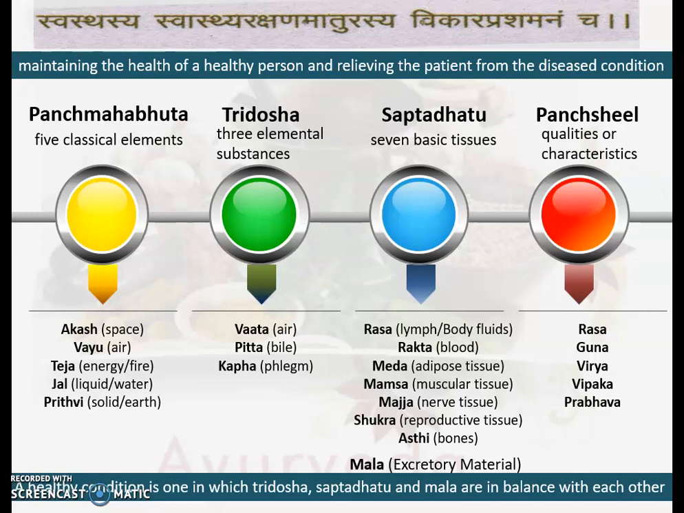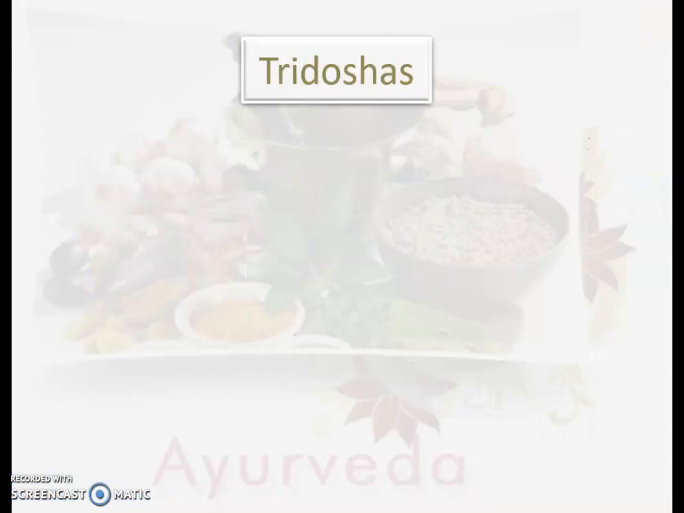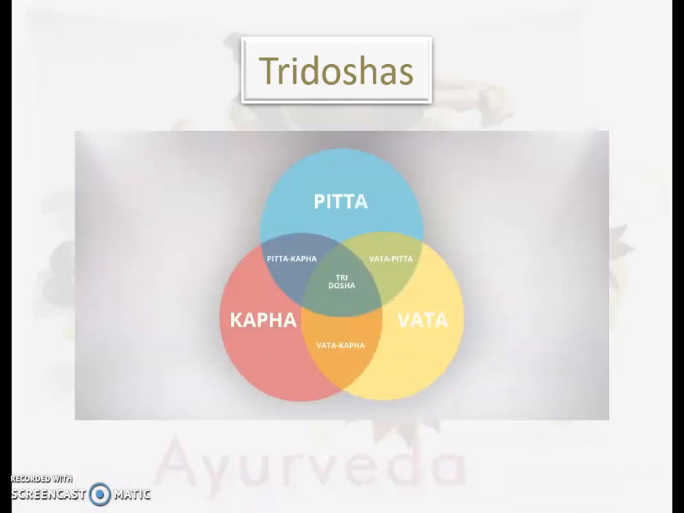Now what is the precursor of Sapta Dhatu? From where are these all coming? Obviously, it's the food. The food is the precursor of all tissues, and the waste products of food are stool and urine. I am coming to the Panchsheel, that is the qualities or the characteristics of the drug or the substance. We will see this in the coming slides. Before that, we'll just go through what is Tridosha and what we mean by Vata, Pitta and Kapha.